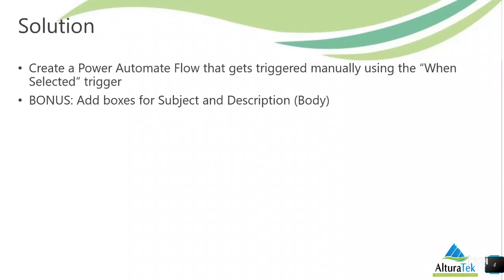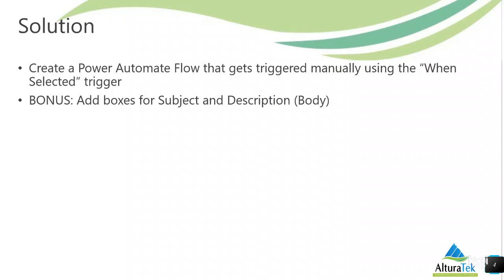So what we came up with was to create a Power Automate flow that will get triggered whenever you select the record. I'll show you how to do that, and I also already talked about this a little bit in one of my other videos on how to do cloning, but this will actually expand on that topic, because there's a couple other things you can do on that trigger, which is basically adding boxes for the subject and description.